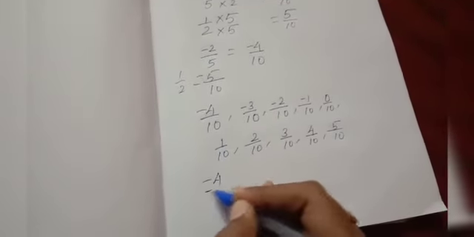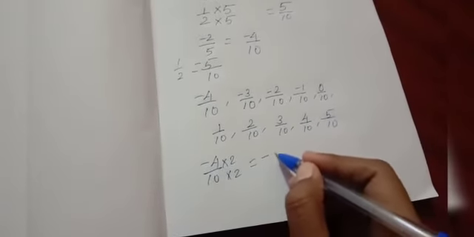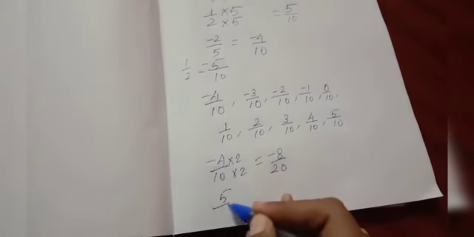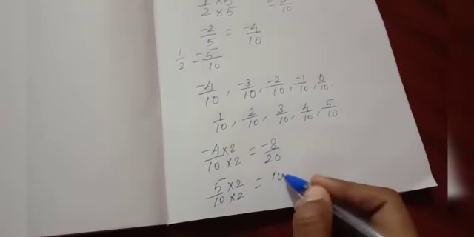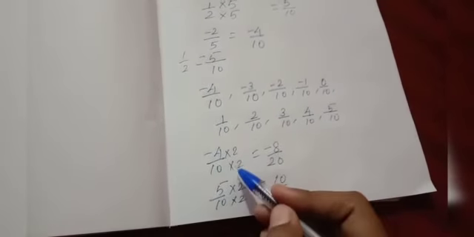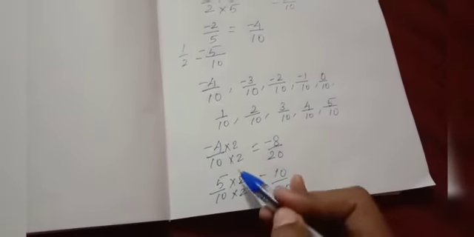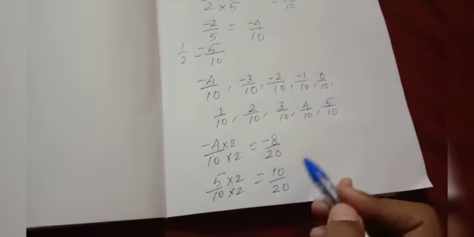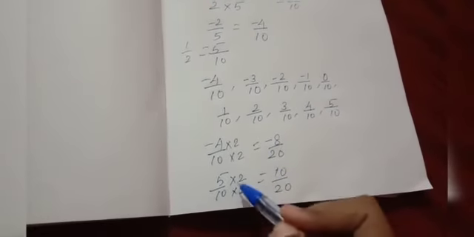Here the minus 4 by 10 I am going to multiply by 2. So if I multiply by 2, it will become minus 8 by 20. Then this 5 by 10 I am going to multiply by 2. 5 2s are 10, 10 2s are 20. Here what number you have taken, the same number only you should take. Then only we will get the same denominator. If you take some other number, you will not get the same denominator, you will get a different denominator. Then again you should take LCM. So don't do like this. To get the same denominator, just take the same number.